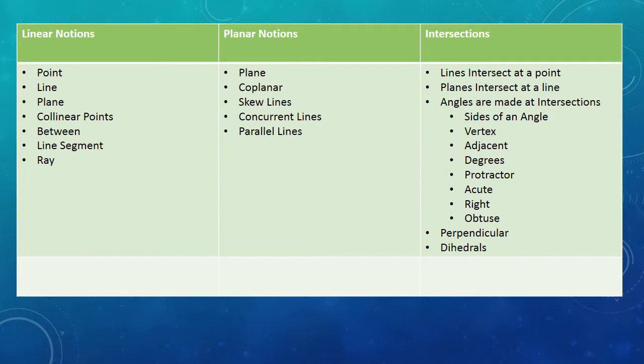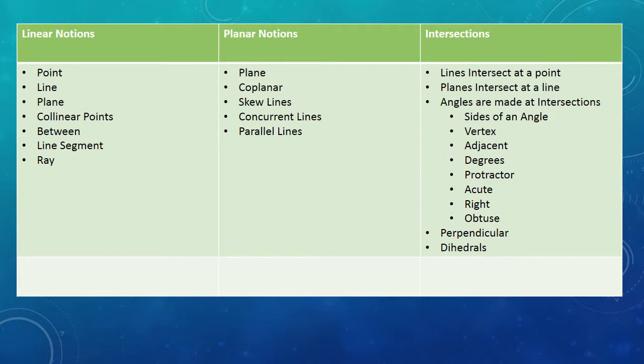Alright, so here's how all the different terms and concepts lie within these three major constructs. Under linear notions, we're going to talk about points, lines, planes, collinear points, the concept of being between, line segments, and rays. Most of these terms you probably know. A couple of them may need some extra explanation. Collinear points are points that all fall within the same line. A point that's between two other points is the point that is in a set of collinear points, but it's the one in the middle.